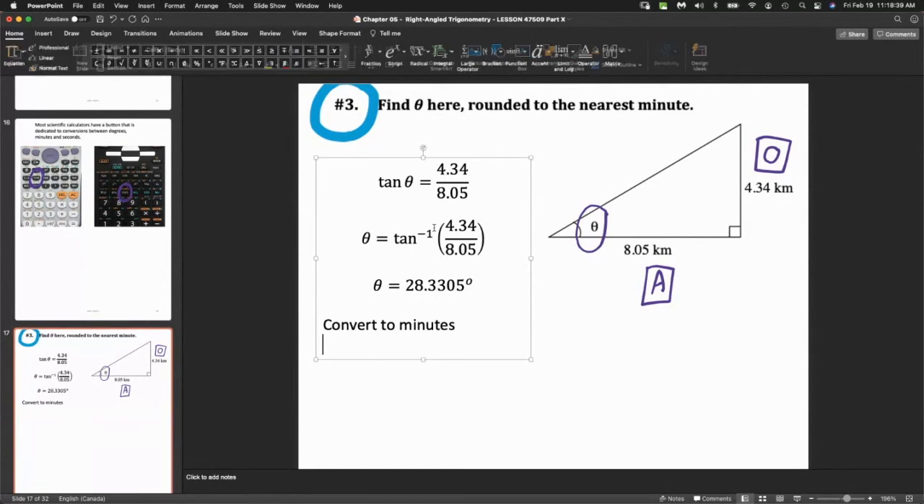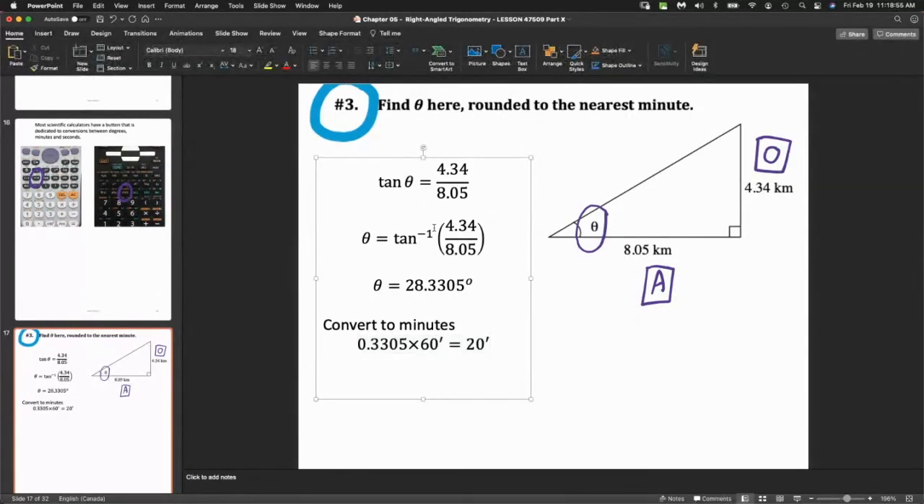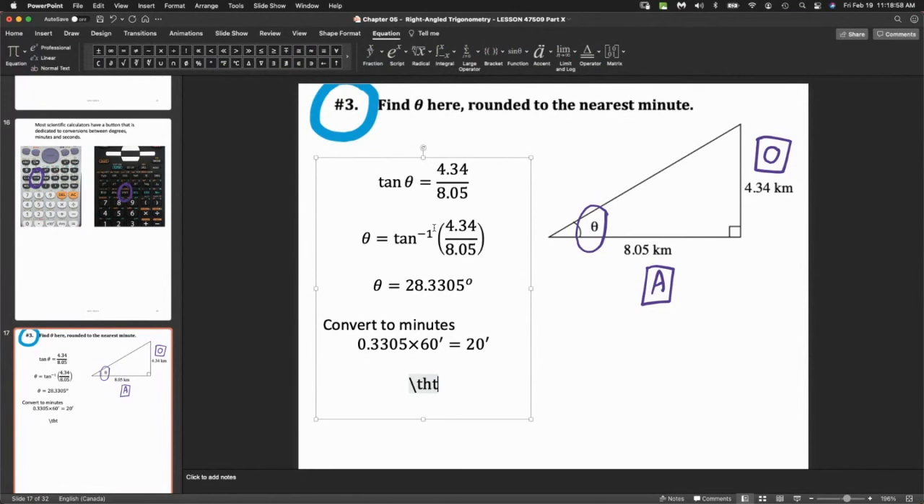To convert to minutes, take the 0.3305 and multiply by 60. When you do that, you're going to get approximately, is it 20? Is that right? 20 minutes? It looks like it's a third. It'd be around 20, no? Can someone confirm? Yeah, so 20. Thank you, Bilal. So I will definitely go with 20. So that gives us 28 degrees, 20 minutes.